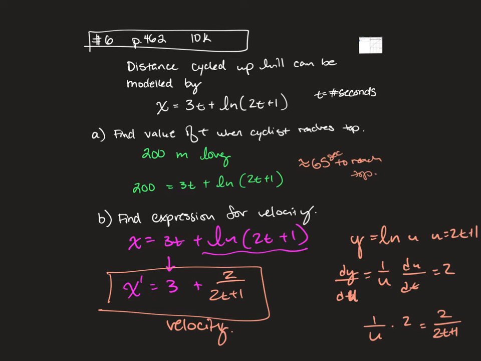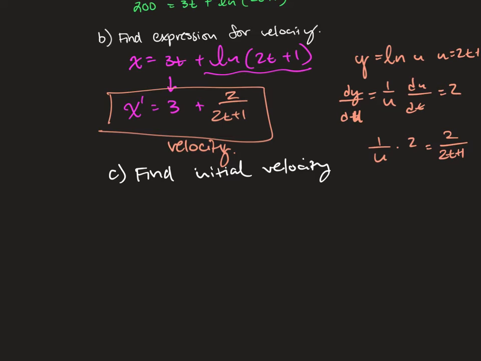Nice. Your job is to find the initial velocity. That means when t equals 0. So we're looking for 3 plus 2 over 2 times 0 plus 1, which gets us 3 plus 2, which is 5, and this is going to be meters per second.